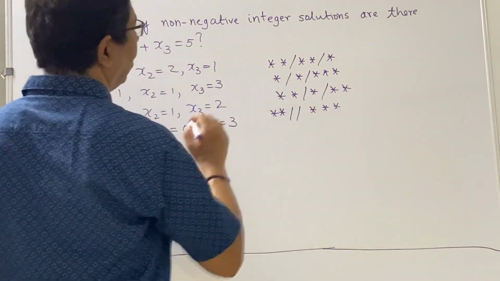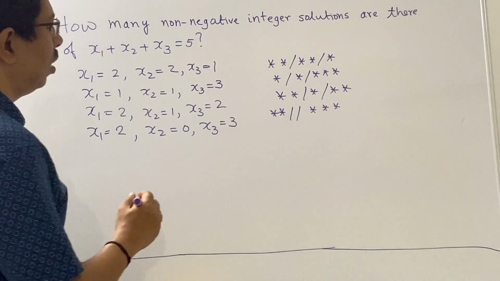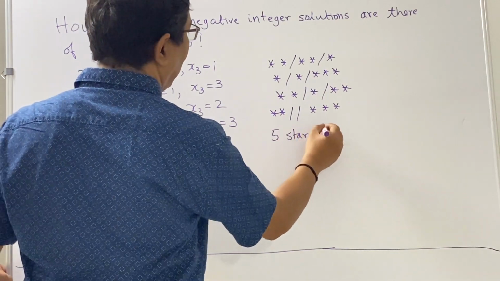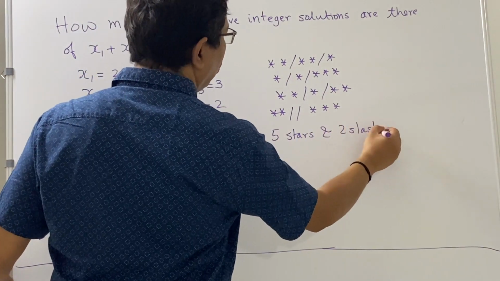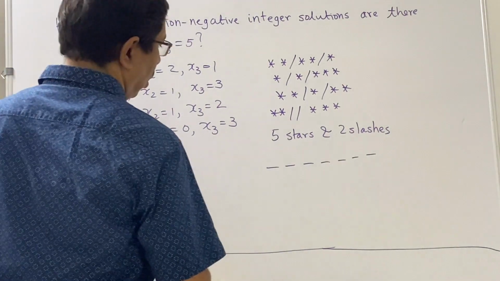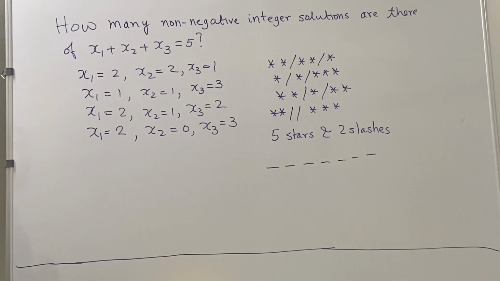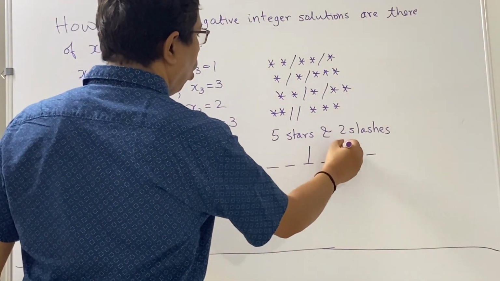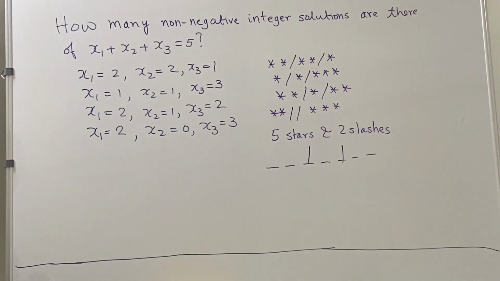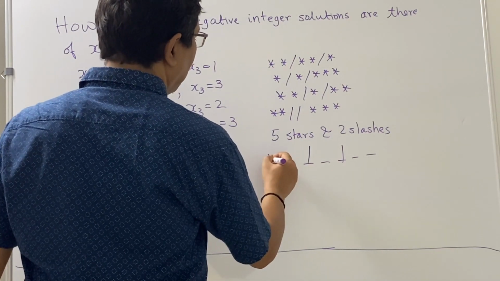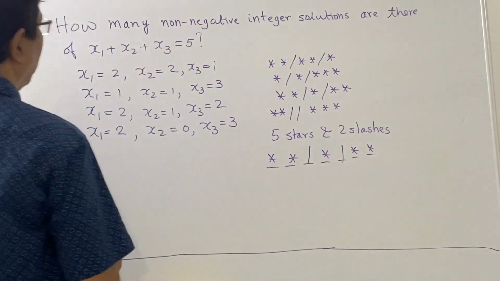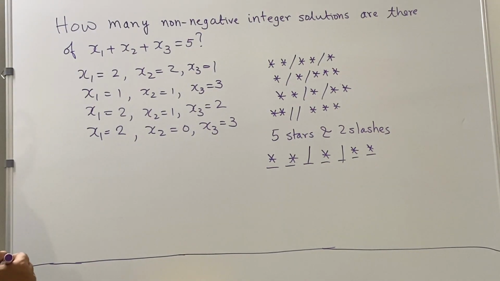Since every solution has a corresponding pattern, it is good for us to compute how many such patterns there are. Observe that there are 5 stars and 2 slashes. So a total of 7 objects. So if we look at these 7 places, each pattern can be created by putting slashes in any 2 of these 7 places. So this one will give us the pattern which corresponds to 2, 1, 2. x1 is 2, x2 is 1 and x3 is 2.